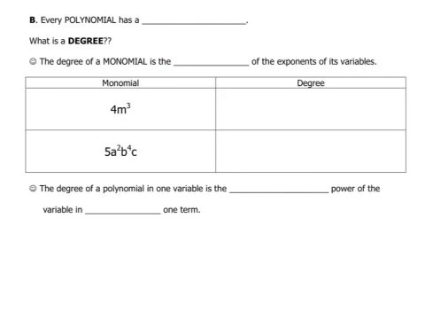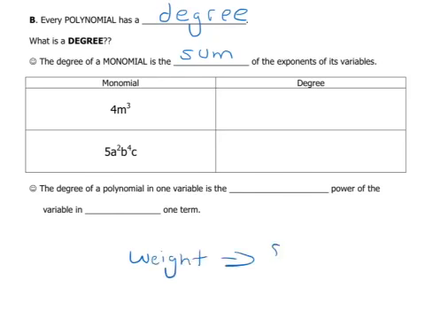Okay, next little part. This part gets a little bit more tricky, and I'll teach it a certain way. It says every polynomial has a degree. Now what does that mean? The degree is the sum of the exponents of all its variables. Now here's the way I like to teach it. I like to teach it as, think about how much something weighs. And the weight is really the sum of the exponents. We don't care about the coefficients or the numbers in front, just the exponents.